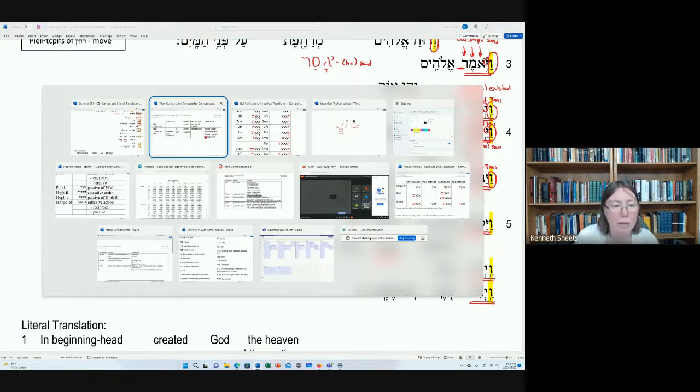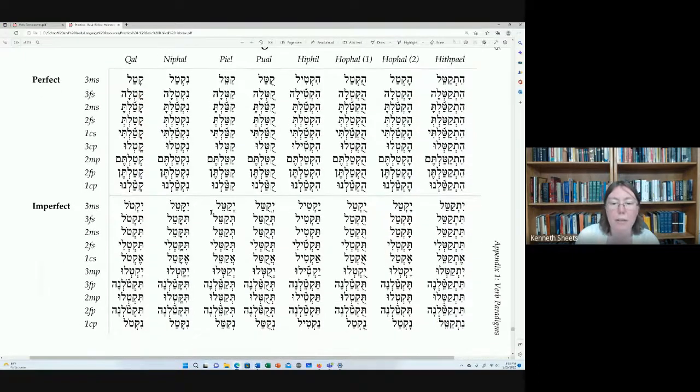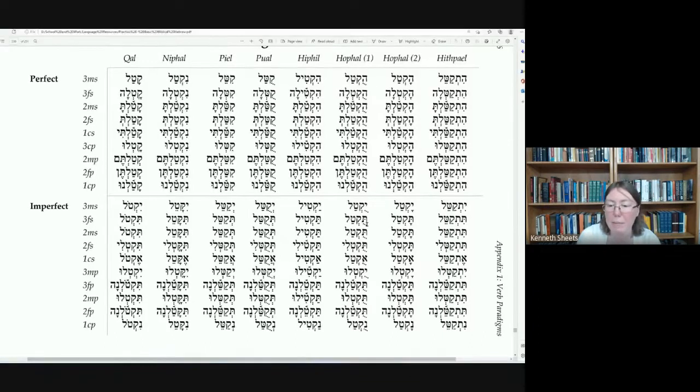And if we come on over here to this particular chart, notice when we come on over to the hifil, that is when we see the imperfect preformative pointed with that patach. So notice the qal and the nifal, the imperfect preformative is pointed with a hireq. The piel and pual, the imperfect preformative is pointed with a schwa. The hifil, the imperfect preformative, is pointed with a patach. The hofal, the imperfect preformative, may be pointed either with a qibbuts or a qamets hatuf.